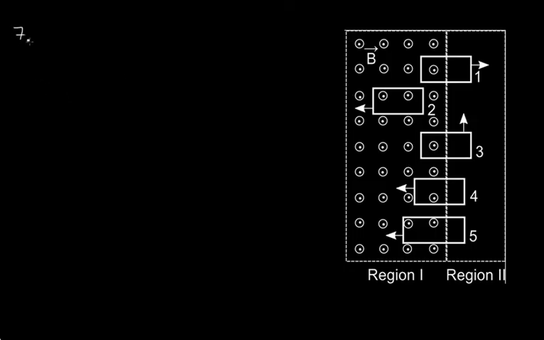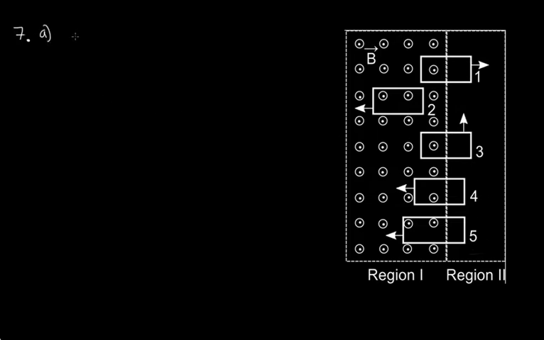This is problem 7. In this problem we're given 5 loops, 1, 2, 3, 4, 5, and we're told that all are made from the same wire and that these first 4 are identical, and then this one has the same height but it's longer, and they're all moving at the same speed in the directions shown. There's a uniform magnetic field here but no magnetic field in region 2.